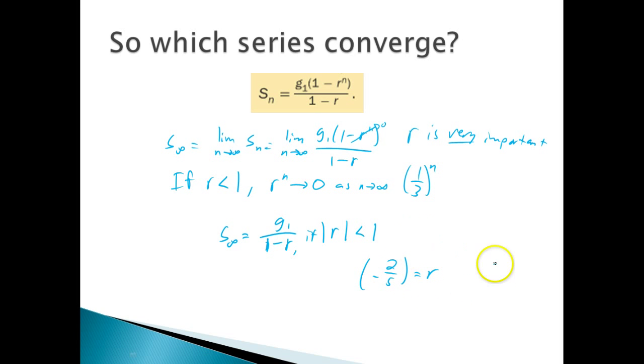Yes, it'll be alternating up and down, but it's still going to level off at a value. So this means that r has to be between -1 and 1. If r is between -1 and 1, then we are going to converge.